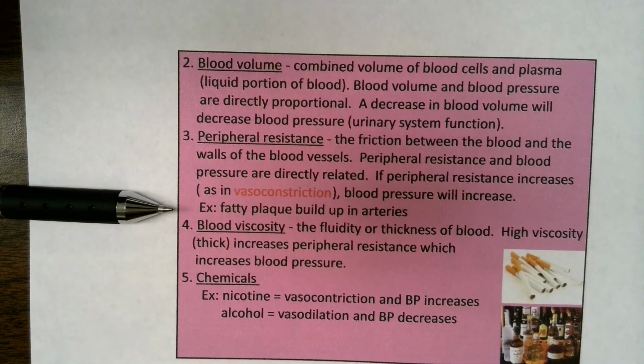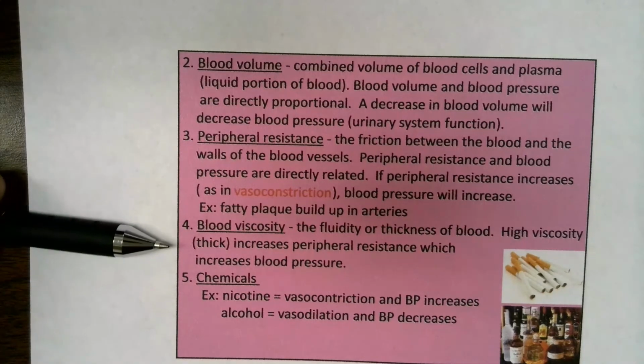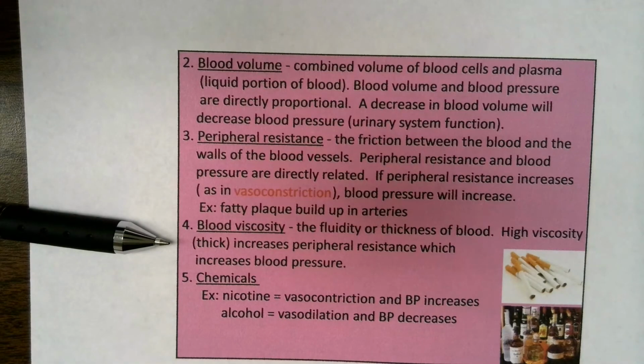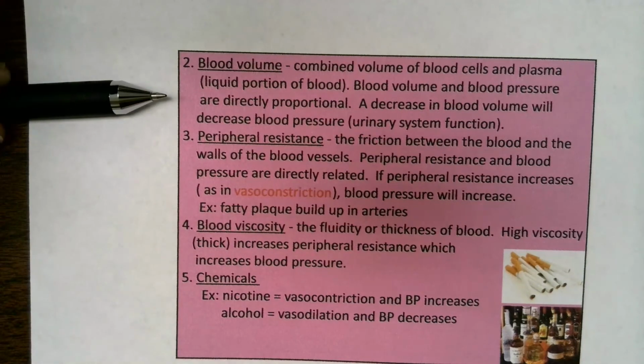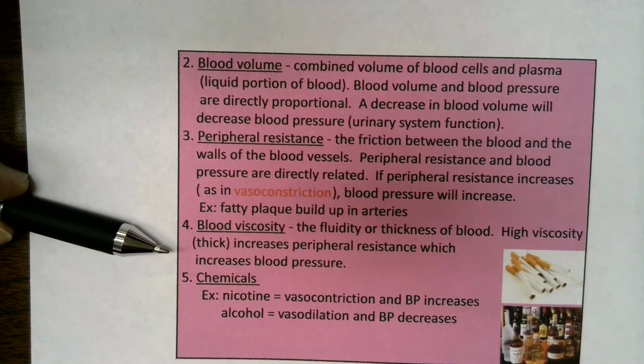And then blood viscosity. Liquids can be really thick and viscous, or they can be really thin and watery and lack viscosity. So this is just the fluidity or the thickness of blood. When there's high viscosity, that's going to increase peripheral resistance, and then again increase blood pressure. So we can tie that back to blood volume: if you're lacking some water in your blood, that's going to increase the viscosity of your blood and therefore increase the blood pressure.